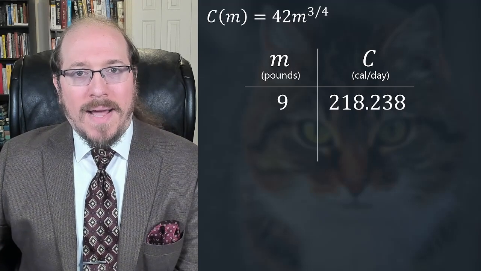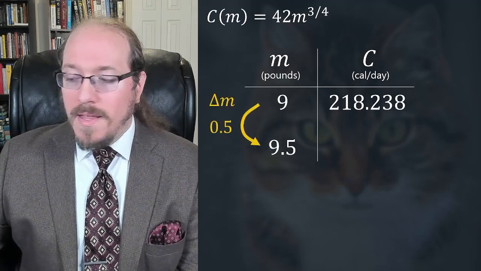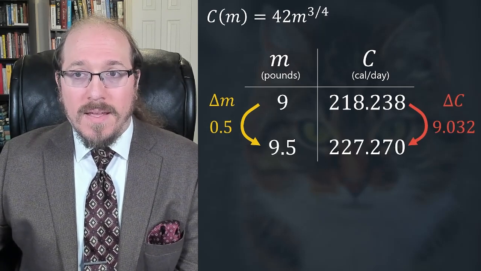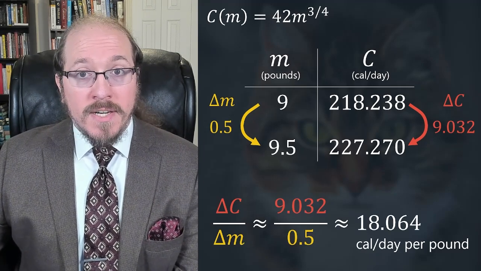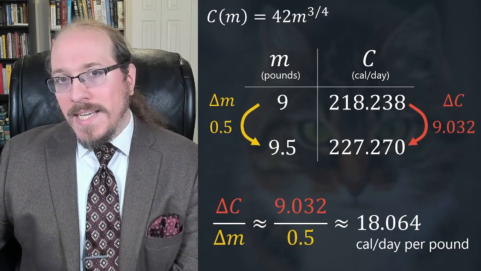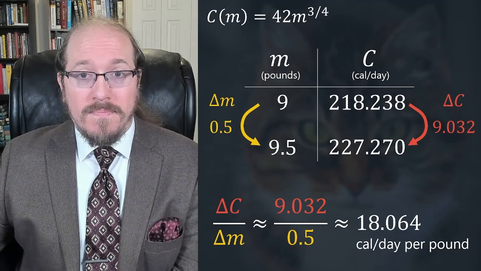Let's think about our 9-pound cat, and suppose it gains an extra half a pound. Then it turns out it would need about 9 more calories per day. Now, if we compare these two changes by looking at their ratio, change in calories over change in mass, we end up getting about 18.064 calories per day per pound.